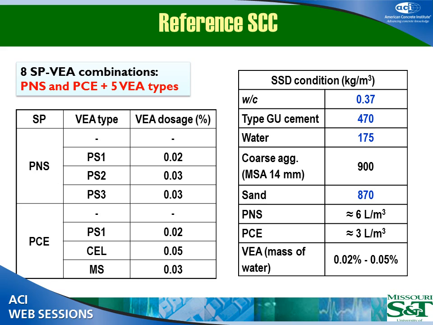We also used PNS, polynaphthalene sulfonate. And yes, we still in Canada use a lot of PNS to make SCC, and we make very good SCC with it. And also polycarboxylate ether. So 2 types of superplasticizer, because we're also interested in the absence of any VMA, what is the difference between this mix in terms of robustness and the other one? And when you use a VMA or VEA also, is there a difference between the 2 different types of superplasticizers?